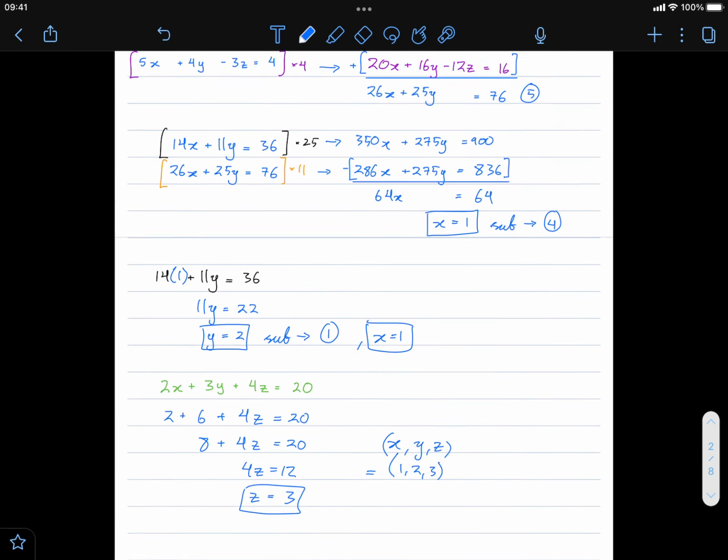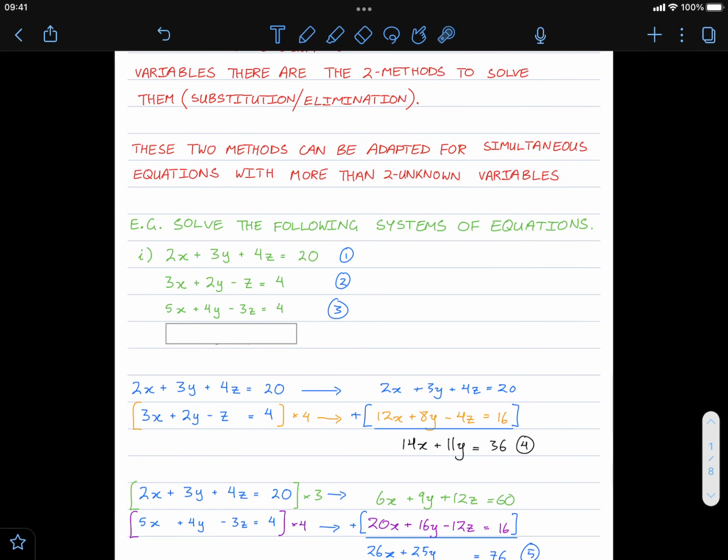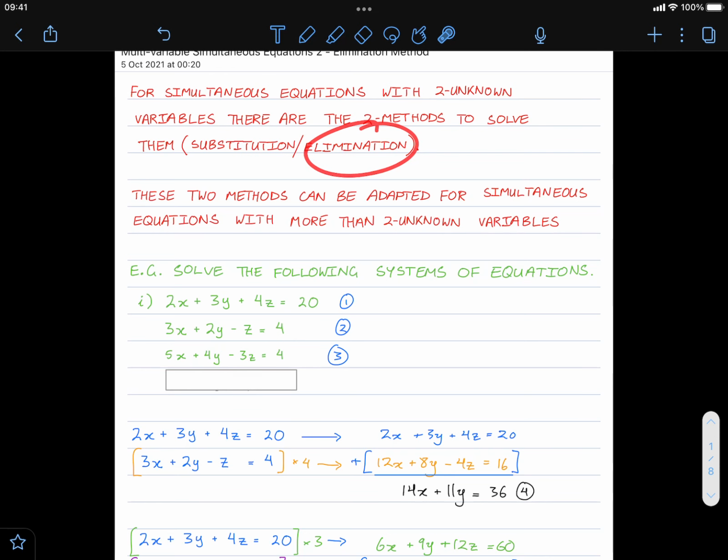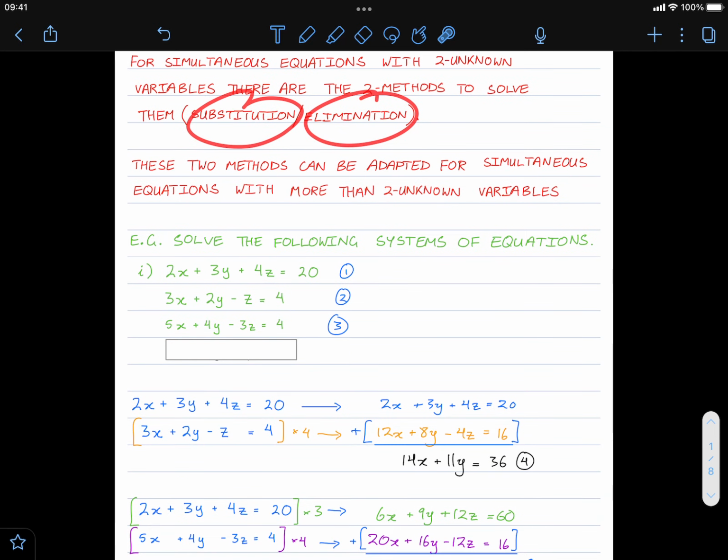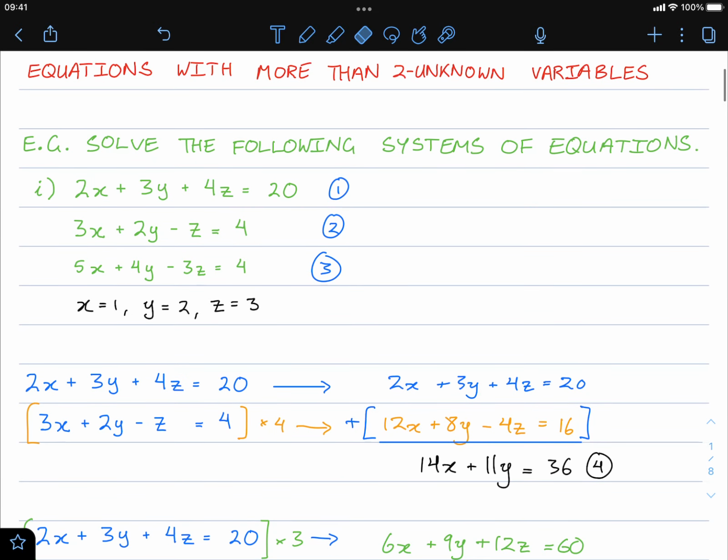So I hope that gave you an insight into how we would use the elimination method and substitution method to solve a system of equations with more than 2 variables. Here are the solutions, by the way, that I pre-found, and there we have it.